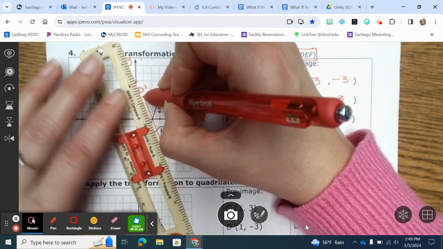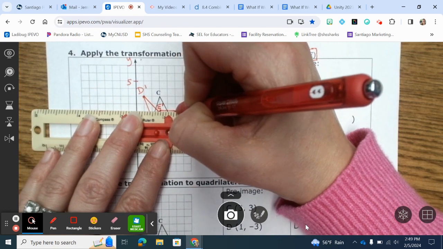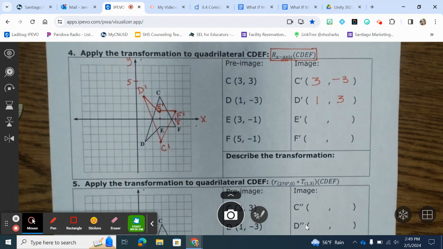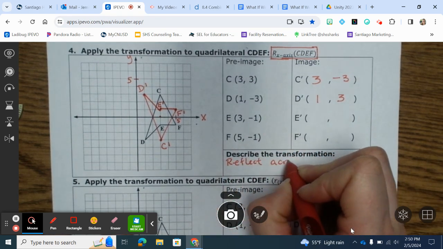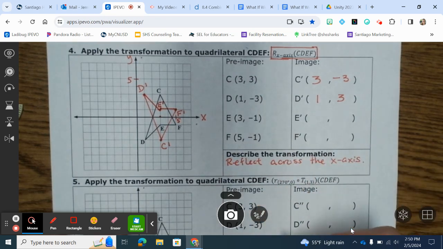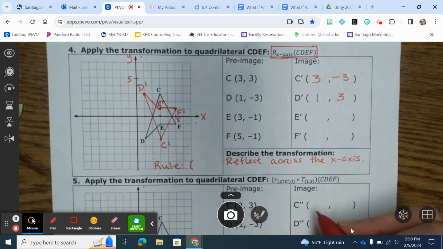C prime to D prime, D prime to E prime, E prime to F prime, and F prime to C prime. Trying to get this cool star looking shape here. Oh, I didn't write about my transformation. My transformation is I reflect across the x-axis. And just like for my other reflection, I can make a rule here.